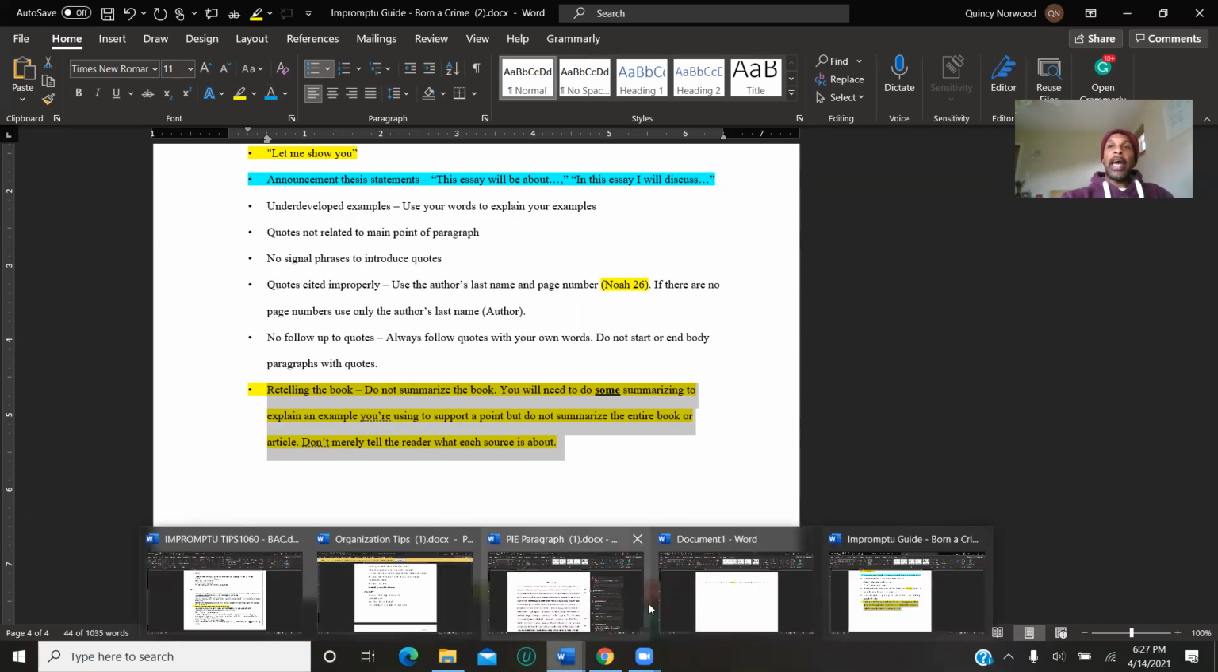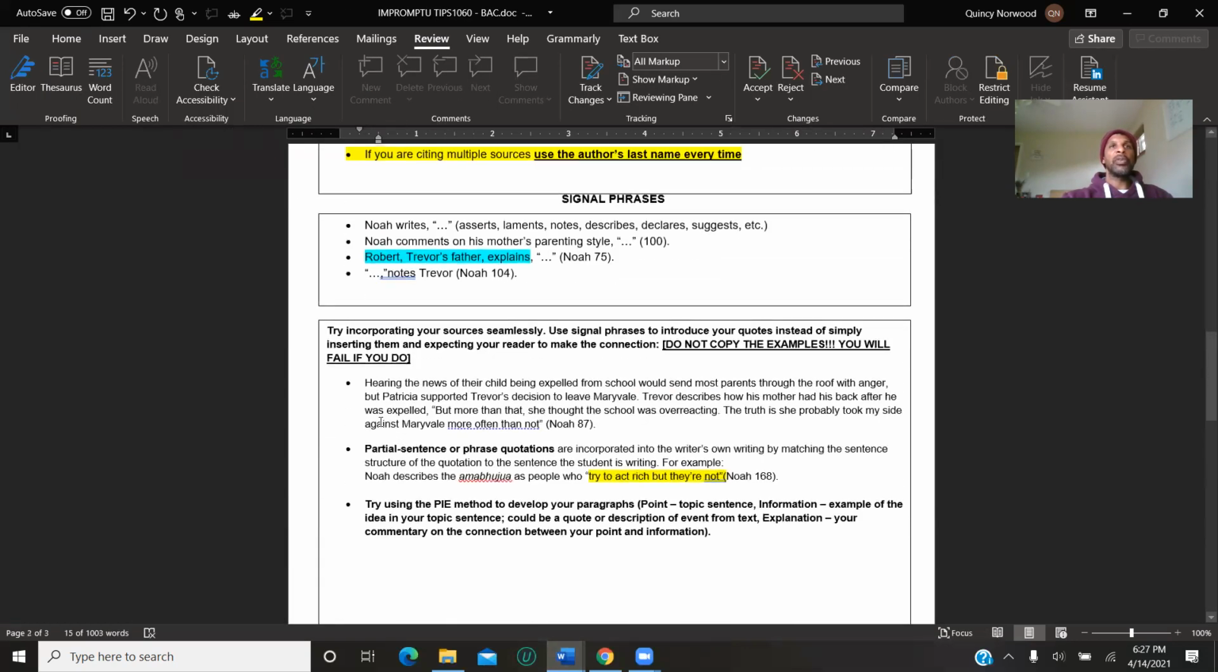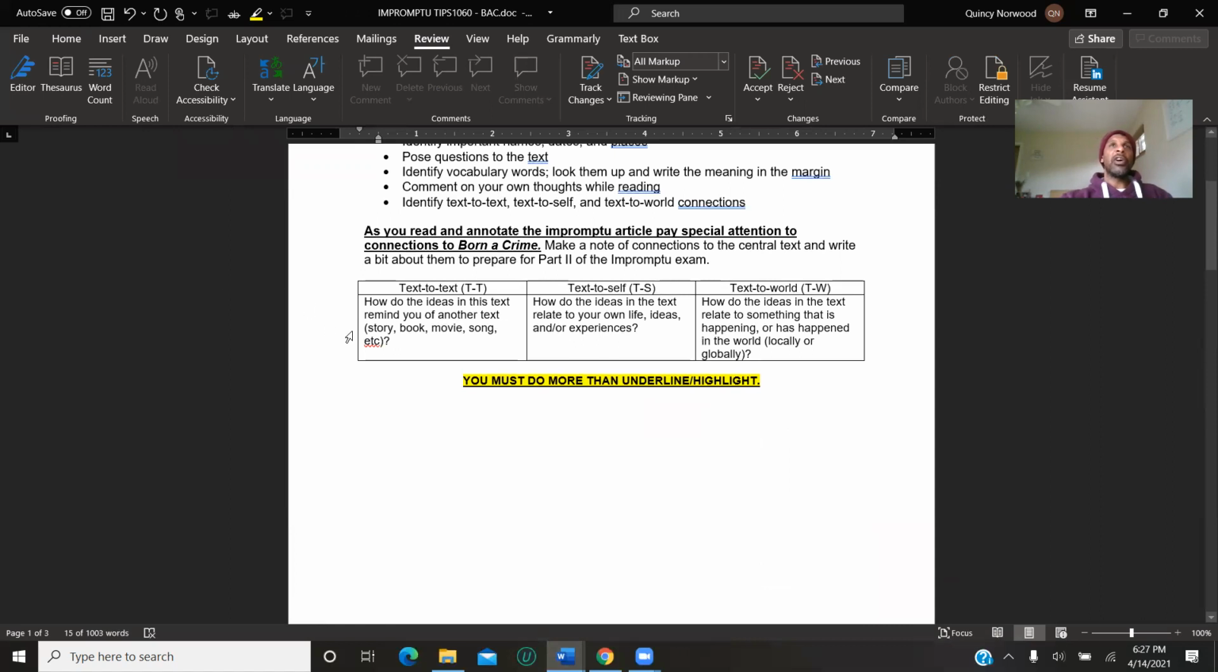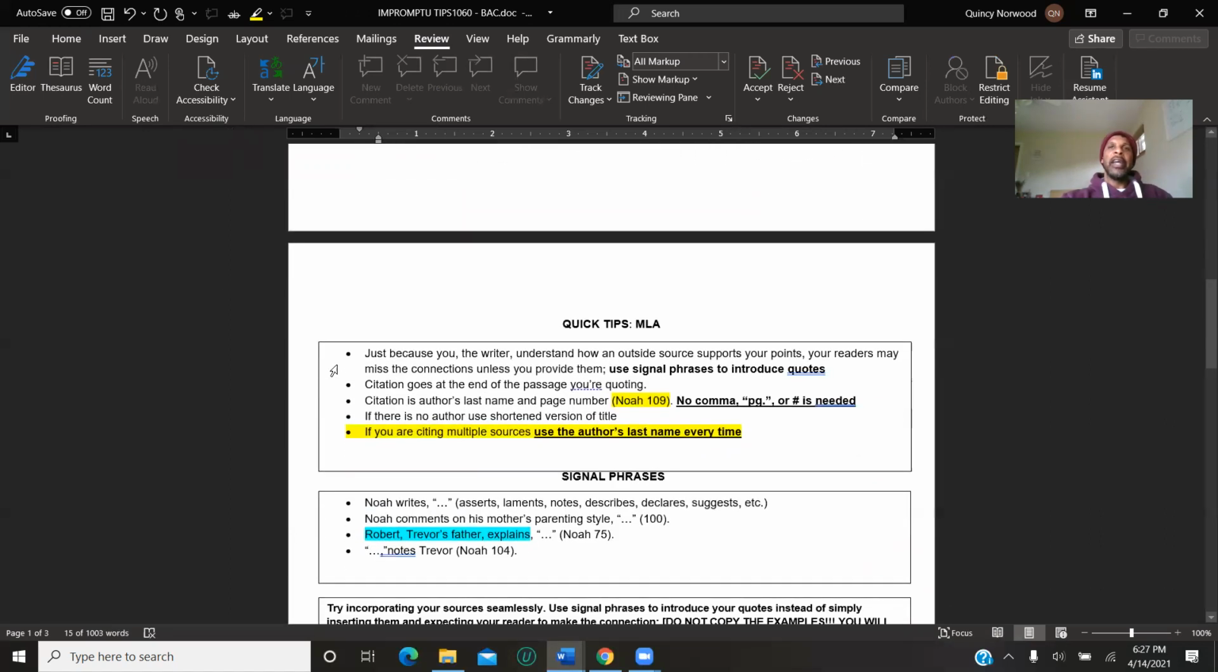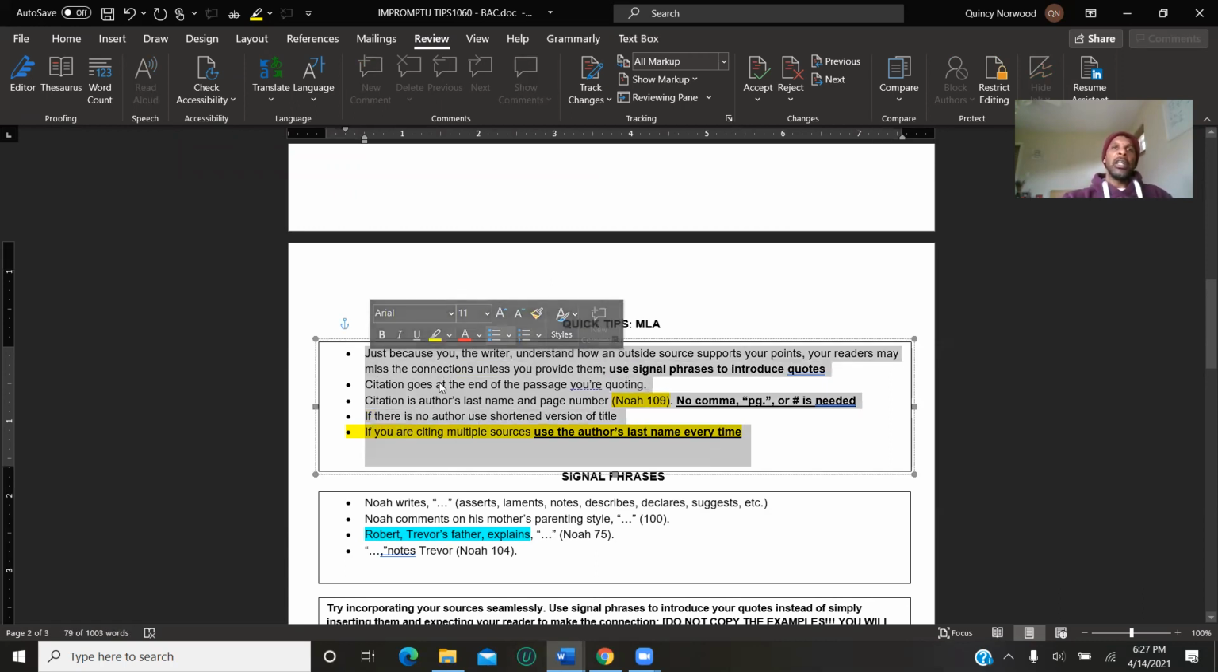Okay, and I have another document that's on D2L, or that I'll post on D2L also. And this one is just called impromptu tips. All right. These are just some quick tips, somewhat of a cheat sheet, that you can use on your final assessment. So the section on top goes through some quick tips about MLA, how to cite. Okay. All of your material from our text: last name, page number. Don't put in a comma or PG, the number sign, or anything like that.